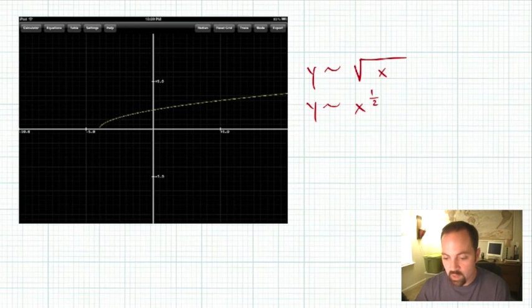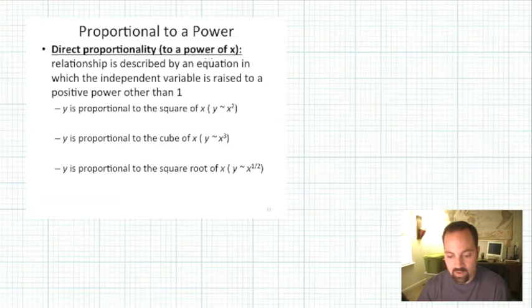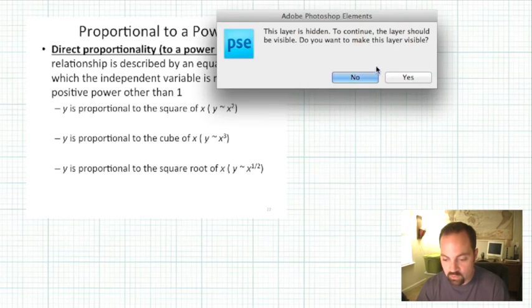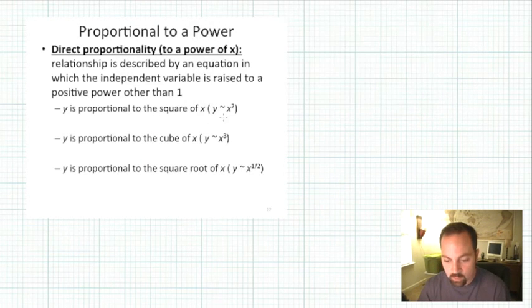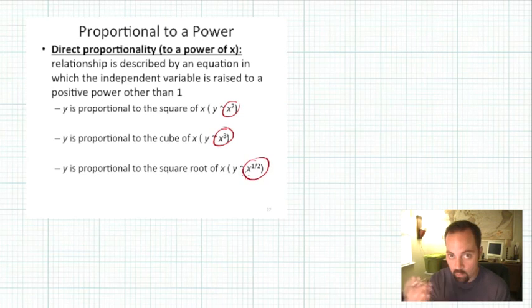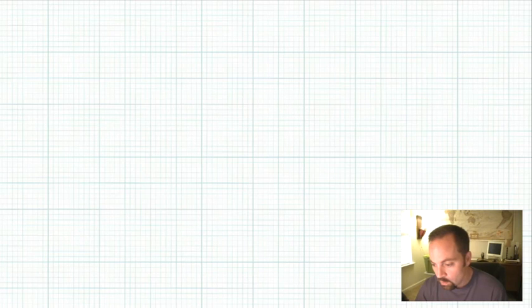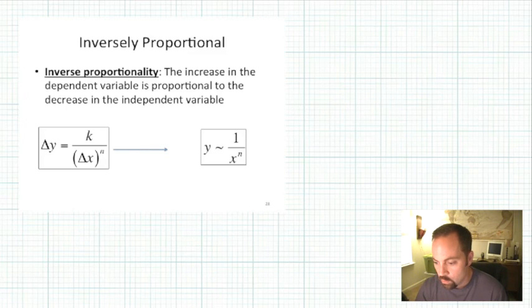All right, so these are proportional relationships between x and y to powers. I keep doing that. Sorry. X and y to powers. Y is proportional to x squared. Y is proportional to x cubed. Y is proportional to x to the 1/2 power, or square root of x.